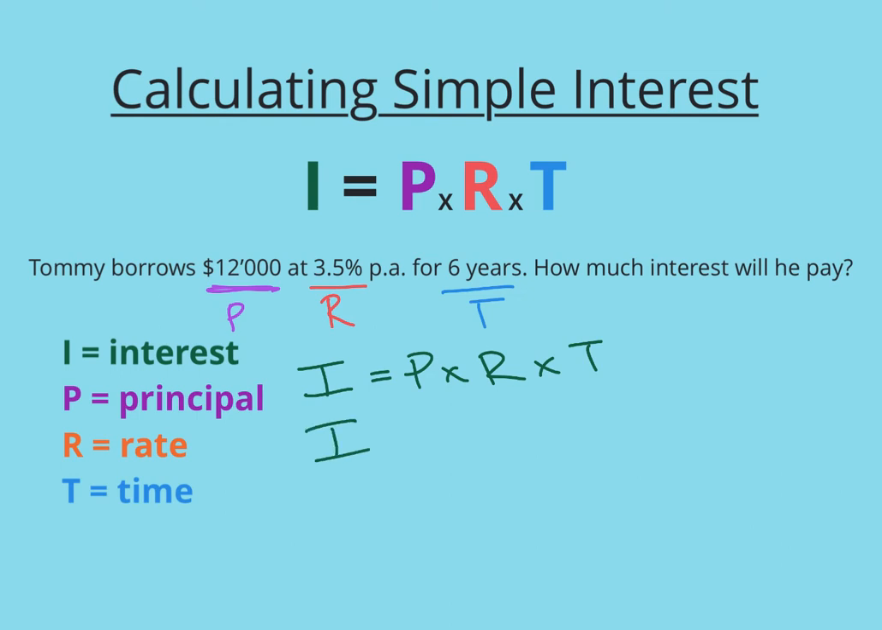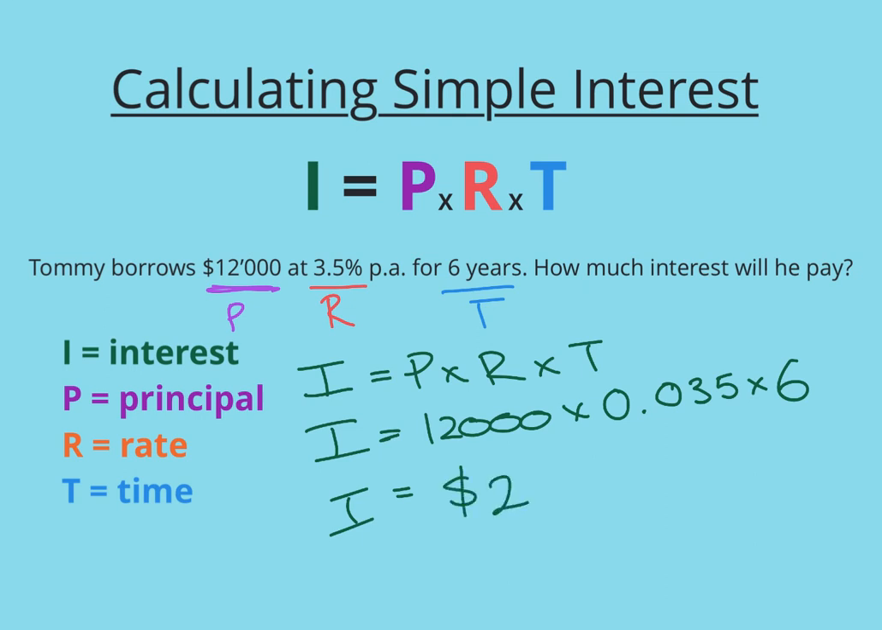Now we're just going to put those values into our formula. So 12,000 times 3.5% written as a decimal, so that would be 0 because that number represents hundreds, 0 because that represents the tens, and the 3 because that's the ones, and then the 5 just goes on the end there. And then the time is 6 years. Great, type that into our calculator and we will get interest is $2,520. So that's how much Tommy will have to pay in interest over the 6 years that he's borrowing $12,000 for.